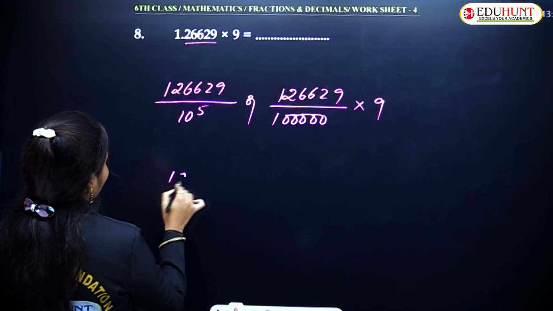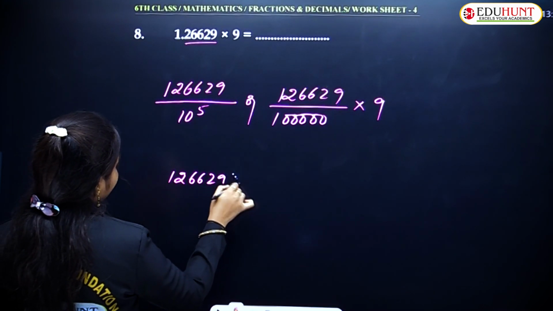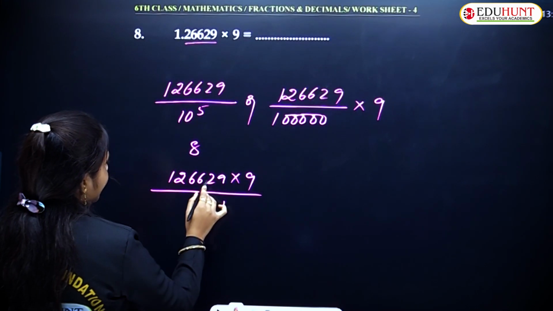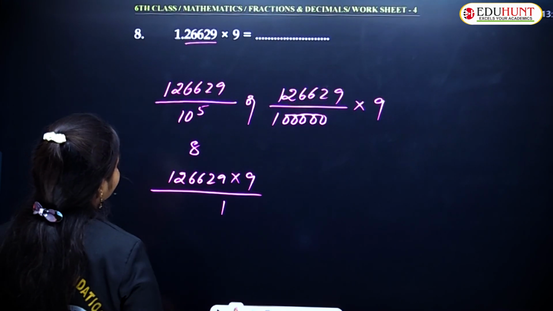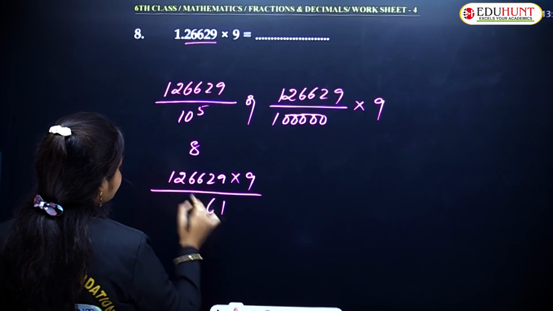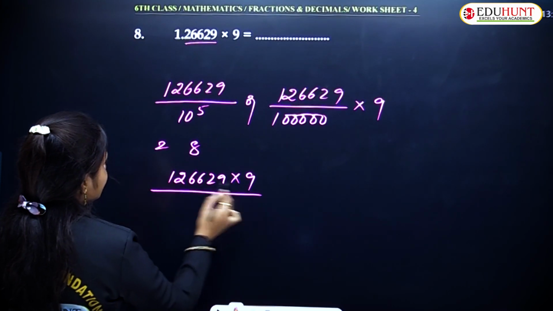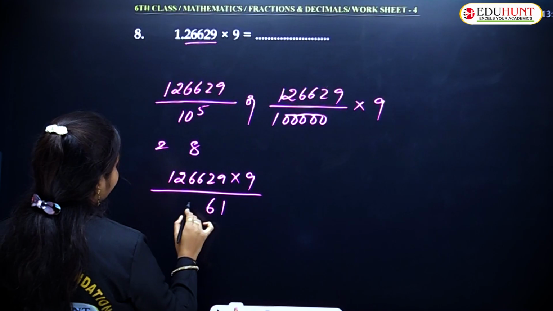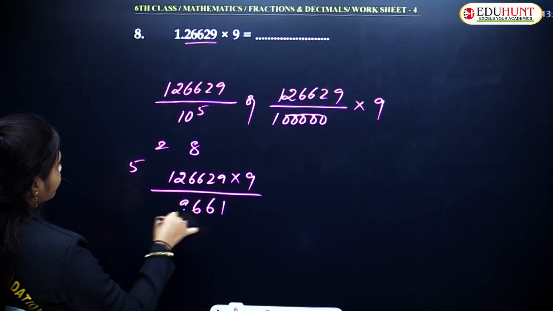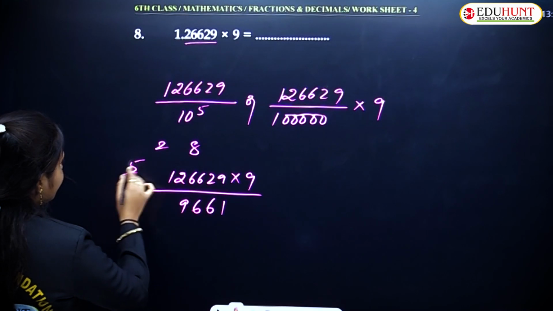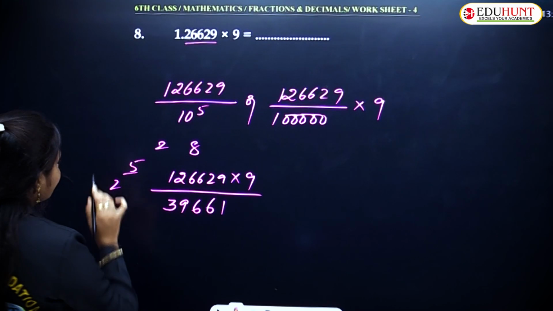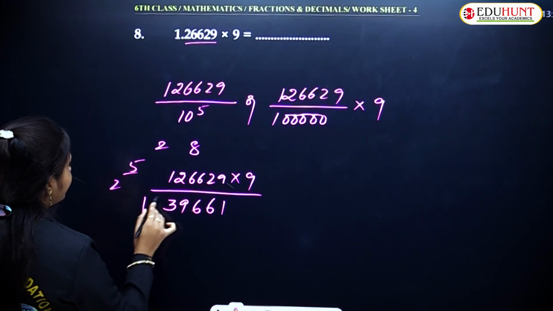Now here 126629 into 9, which equals 9 9's are 81, 9 2's are 18, 18 plus 8, 26. Okay. Next, 9 6's are 54 plus 2, 56. 9 6's are 54 plus 5, 59. Again 5. 9 2's are 18, 18 plus 5, 23. Next, 9 1's are 9. 9 plus 2, which equals 11.